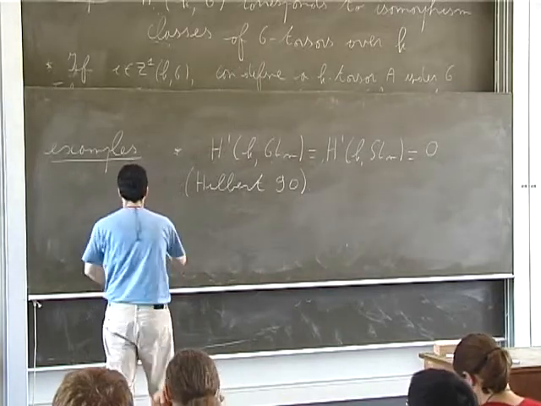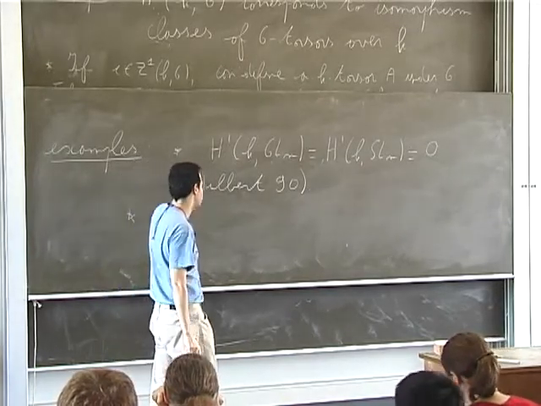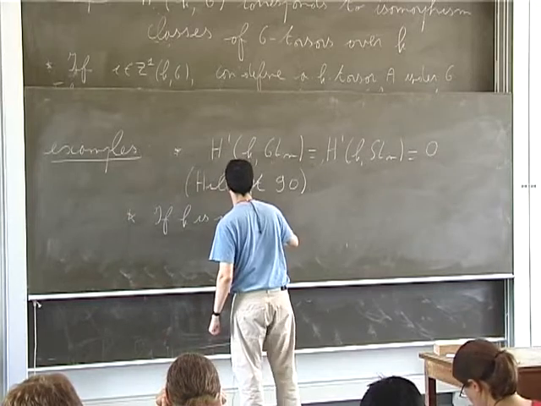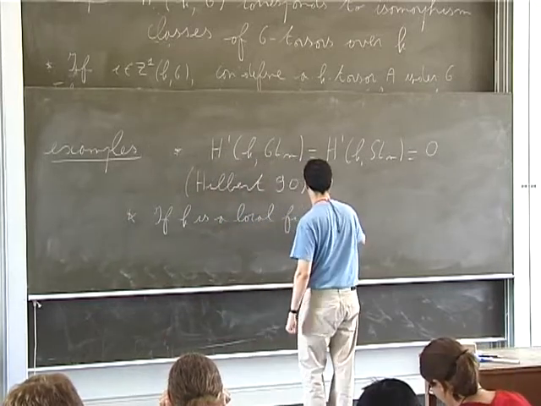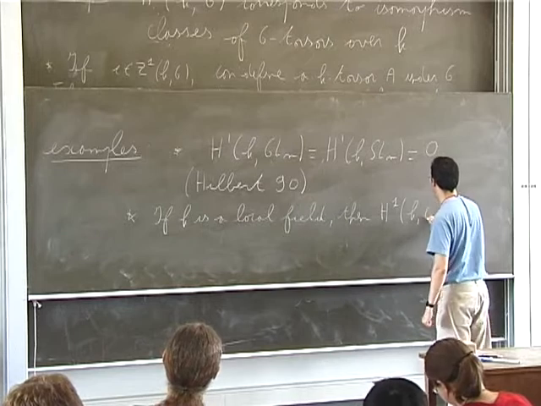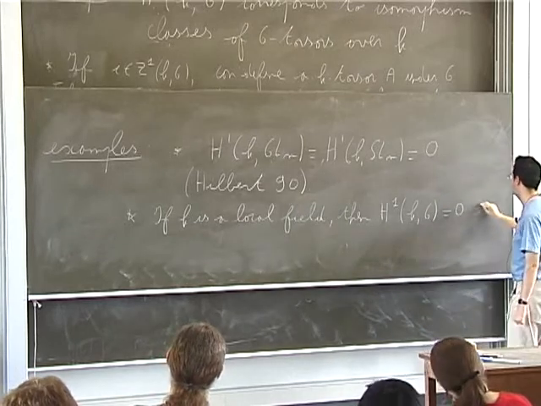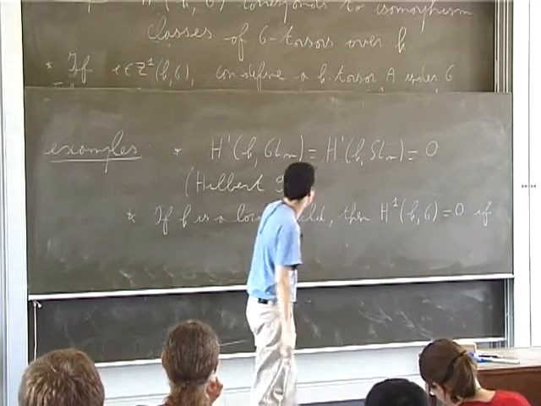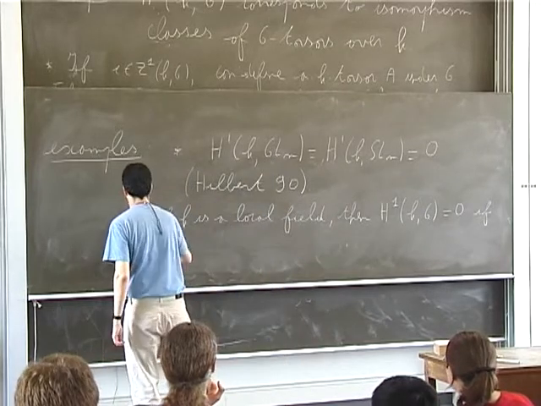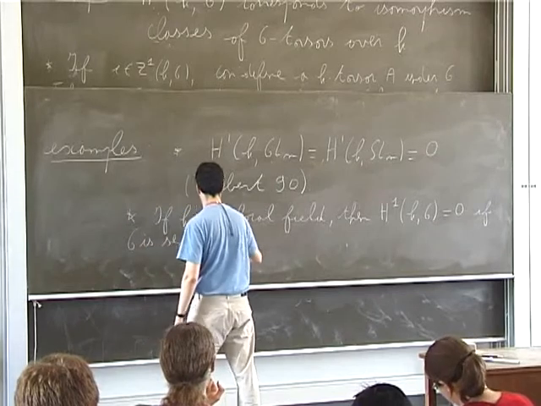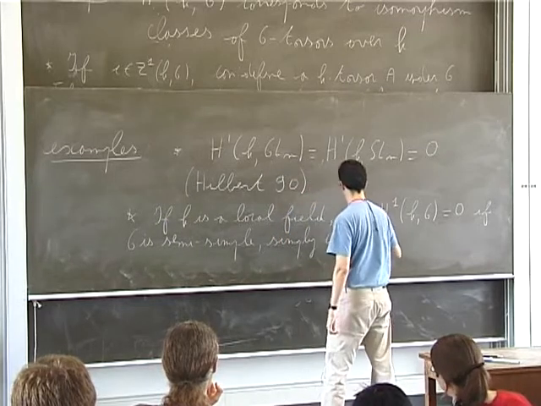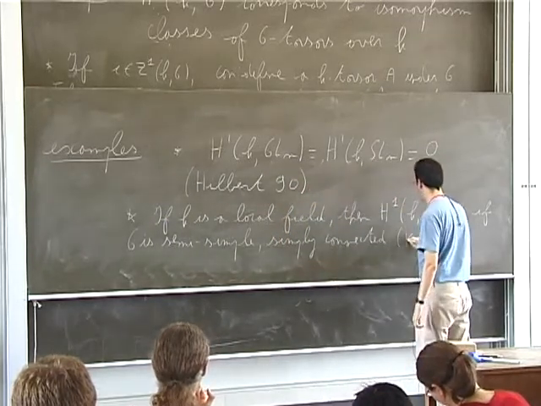Another interesting case is a special case of the so-called Serre's conjecture 2. If K is a local field, then H1 of K, G is 0 if G is semi-simple and simply connected. Local field means a finite extension of Q_p, a non-Archimedean local field. I think this is due to Kneser.